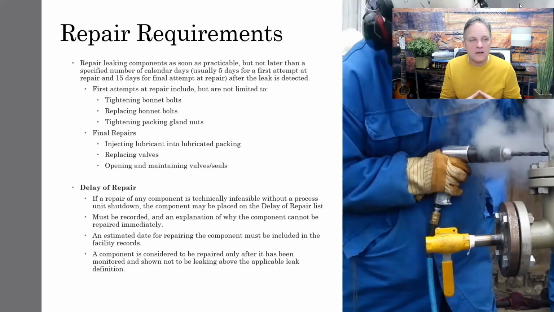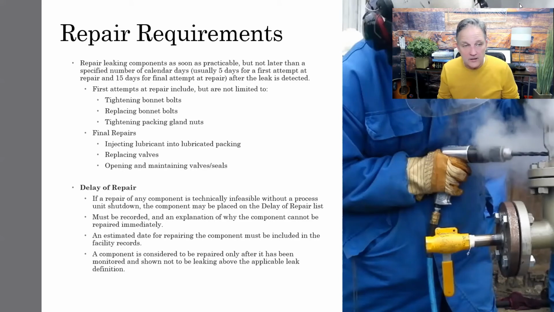So what happens if you find a leak? Well, if you find a leak, the rules require that you repair these leaks. Typically, at least you have to give an initial attempt within the first 5 days of finding the leak. And usually, or in most cases, you've got about 15 days to actually have some kind of final repair on it. The first attempts can be as simple as tightening some bolts, replacing some bonnet bolts, working a valve to see if that can help stop a leak from actually occurring.